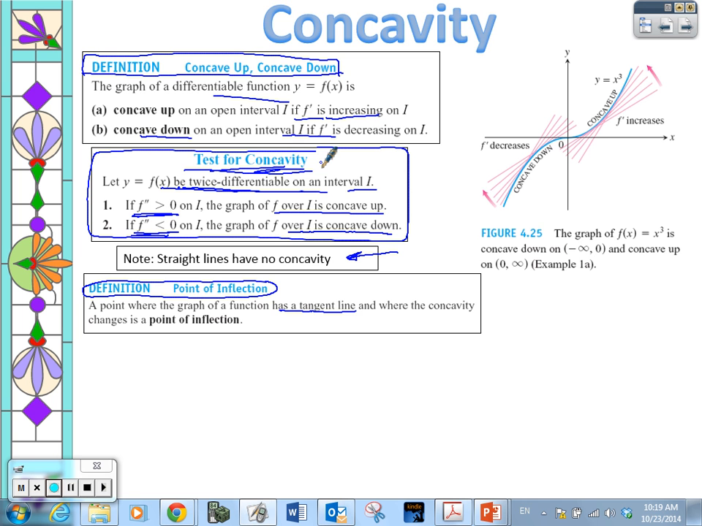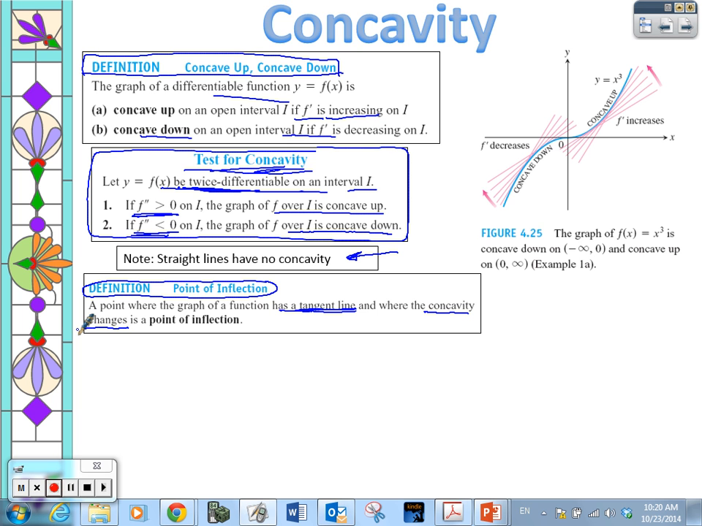Our sign chart is going to guide us the correct way. So this isn't going to be an issue for us. Of course, it has to have a tangent line because we've just said it has to be twice differentiable in the interval. If it's twice differentiable in the interval, isn't it going to have tangent lines on the interval? It's really a non-issue for us to worry about, is what I'm saying. All right, it has that, and it's where concavity changes sign.